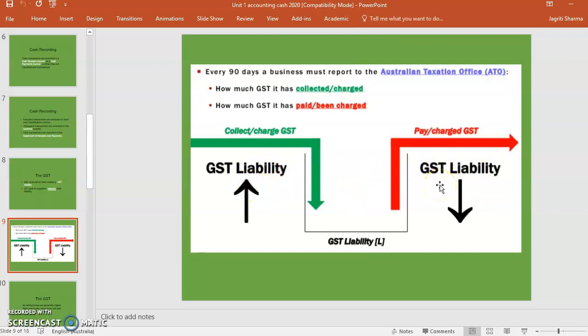So if your collected GST is more than your paid GST, it is your liability. You need to pay the excess that you have collected from your customers. We are going to discuss GST in a little bit more detail down the track, maybe next session or something.